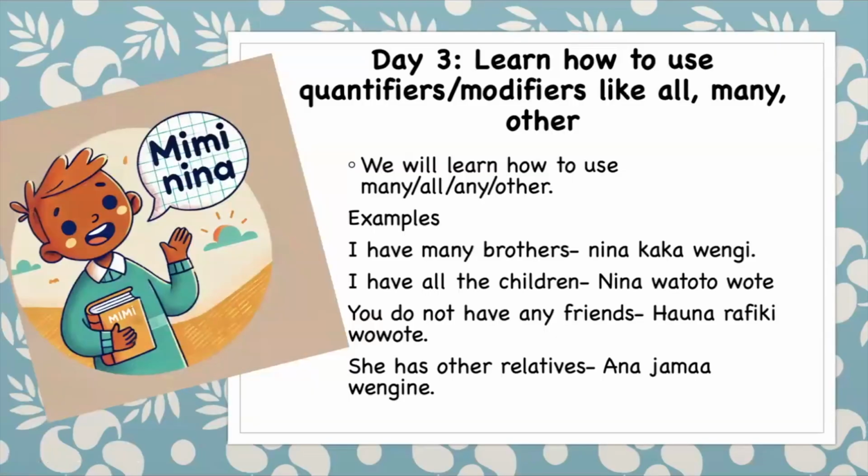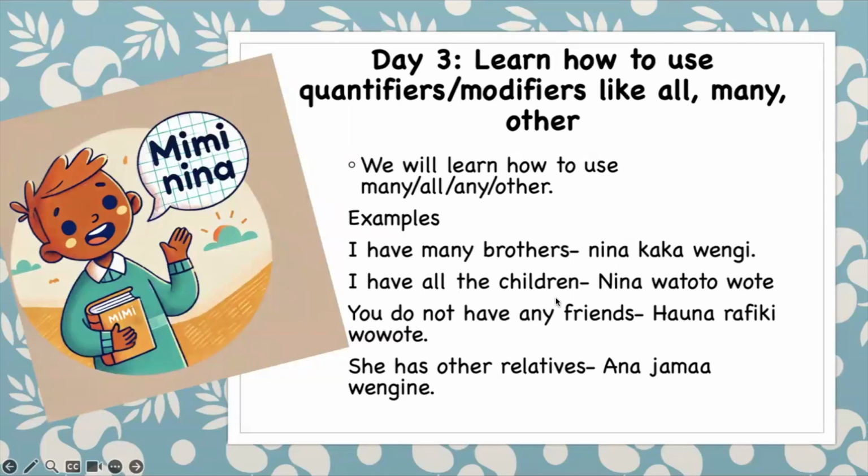And today we are expanding on our knowledge. We are going to be learning how to use modifiers and quantifiers like all, many, others, because as you know, sometimes we need to use these words to give more detail about the people we are describing. So for instance, I have many brothers. Simply, nina kaka wengi. So ingi here is our suffix.